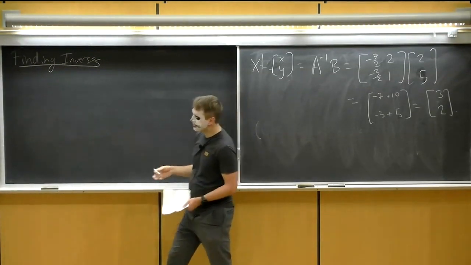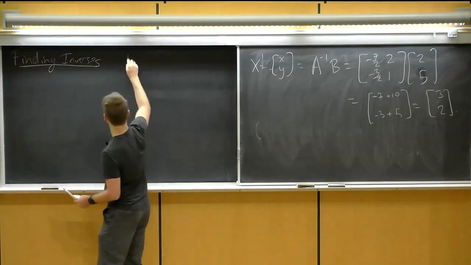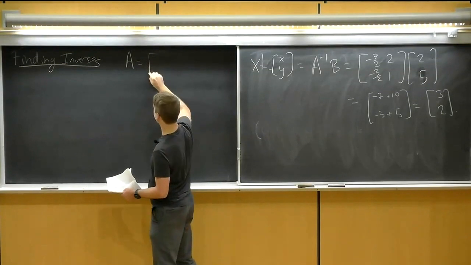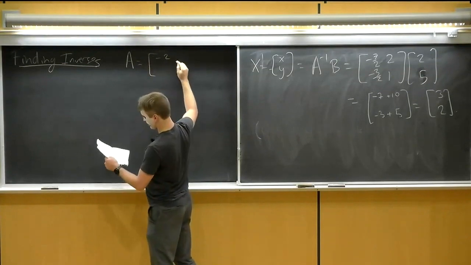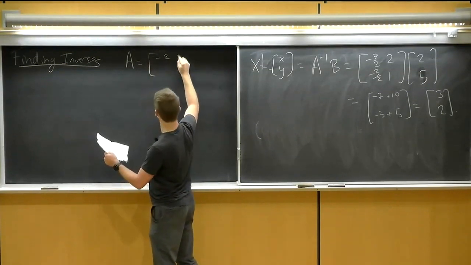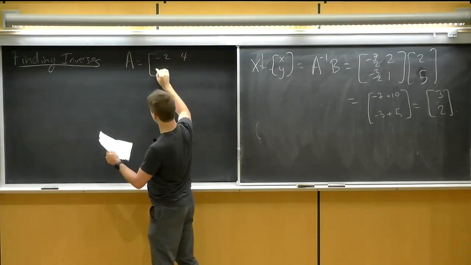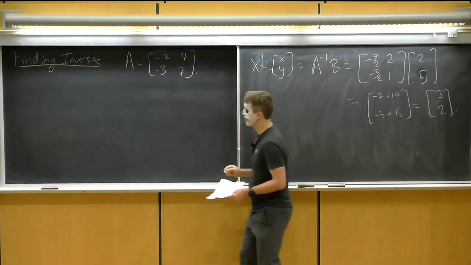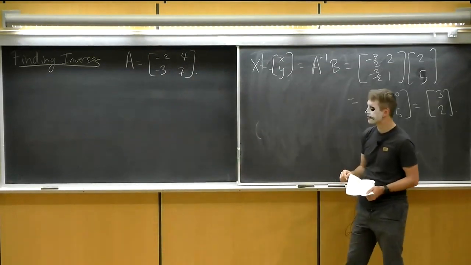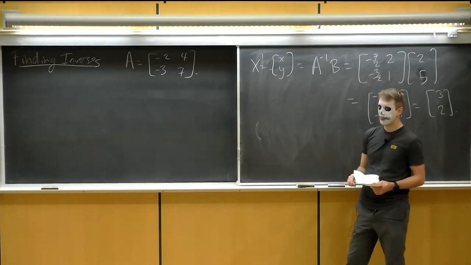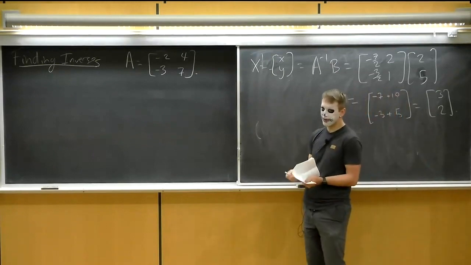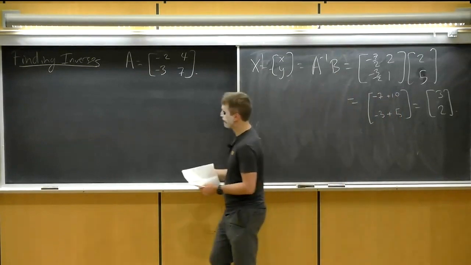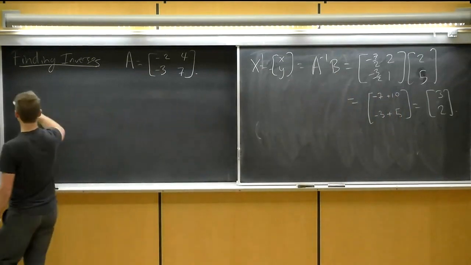So let's take the same matrix again, and let's imagine we didn't know what the inverse was. So we've got the matrix -2, 4, -3, 7. We know what the inverse is, but let's assume we didn't. So here's the method.